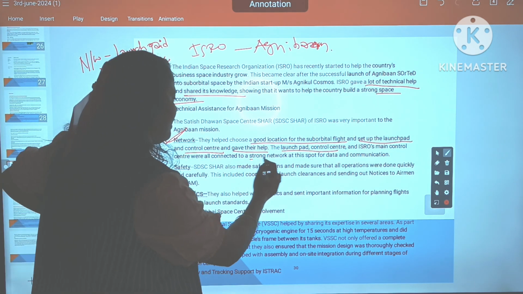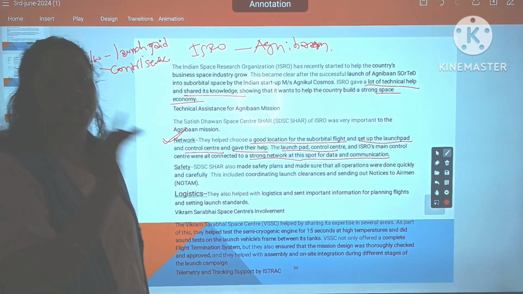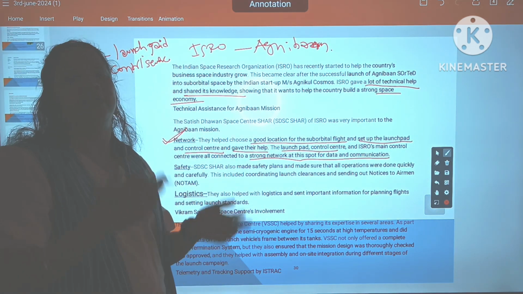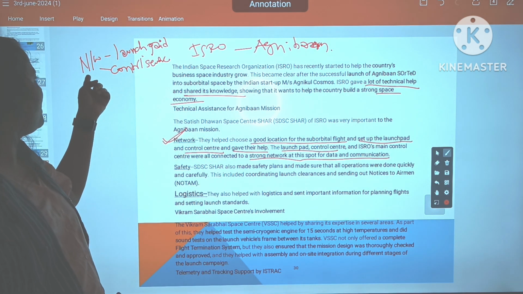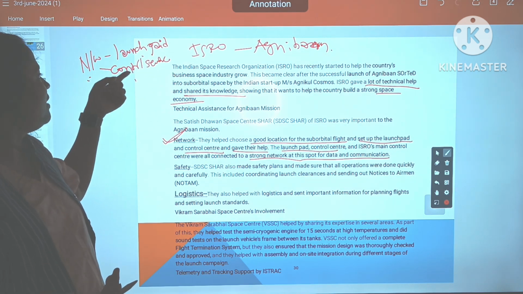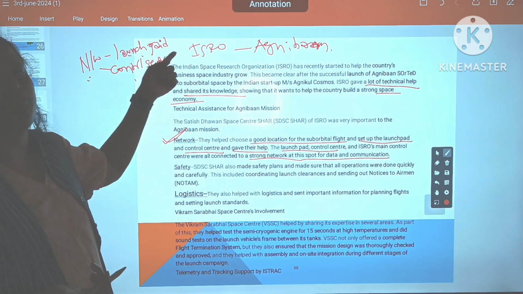So a strong network, this part is for data and communication. Why is network needed? After the satellite enters space, it has to give signals to the earth, it has to send photos. In that case it uses the network. So for network, a control center is required, like ATC for flights. In the same way, a control center is required for satellites also, and a launch pad is also given.